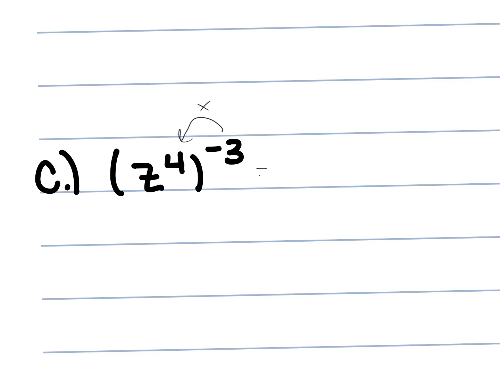What's negative 3 times 4? So watch this. I get Z to what power? Negative 12. Am I done? Why not? You can't have what? A negative exponent. So Bruce, what do I need to do? To the positive 12. That is our final answer.